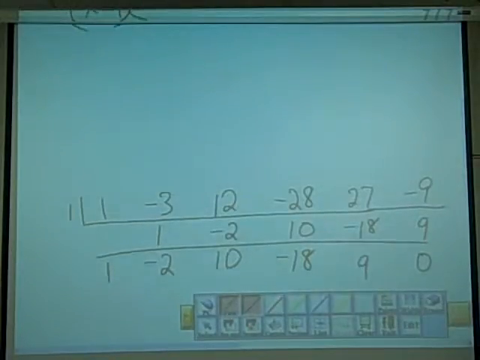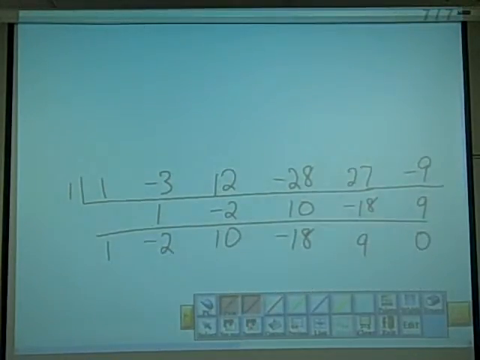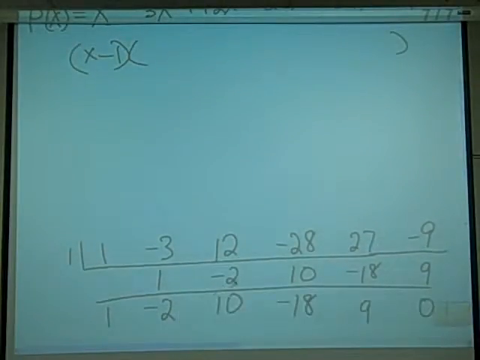Okay, so we started with x to the 5th, right? So that means this will be 1x to the 4th minus 2x cubed plus 10x squared minus 18x plus 9. So we're looking for another 0 here.